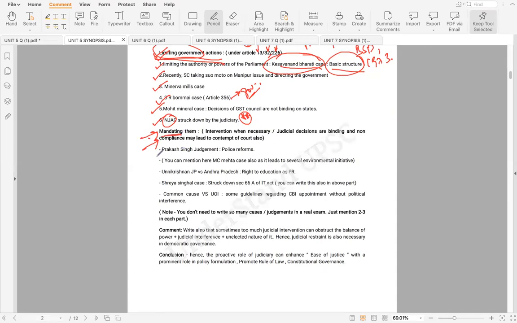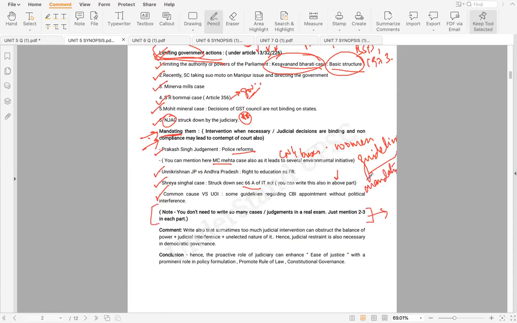Okay. For example, you have Prakash Singh judgment, wherein you came out with police reforms. You can also talk about MC Mehta case, where it also mandated certain things. For example, CNG buses were mandated, etc. You have right to education as fundamental right through the Unni Krishnan versus Andhra Pradesh case. Shreya Singhal case struck down Section 66 of IT Act. This is again mandating in terms of what policy should be followed. Common Cause versus Union of India. You can also talk about the women guidelines that were set up. So this is again a mandating case, right?